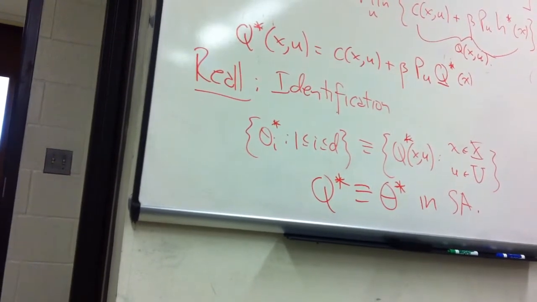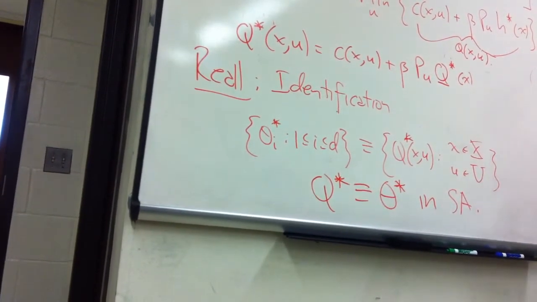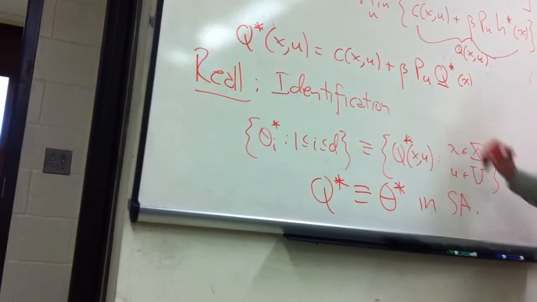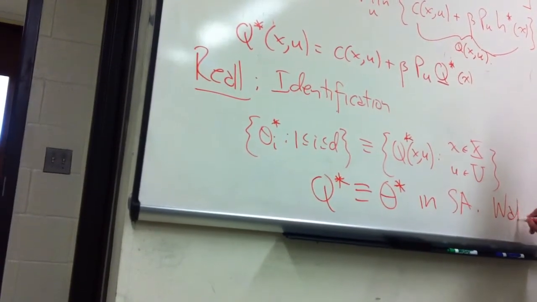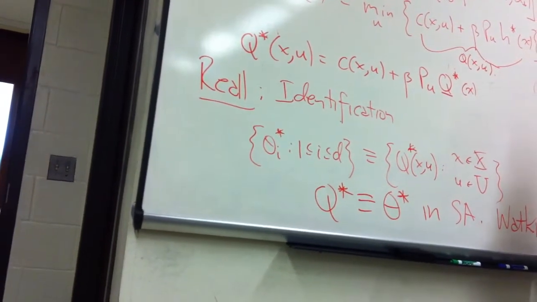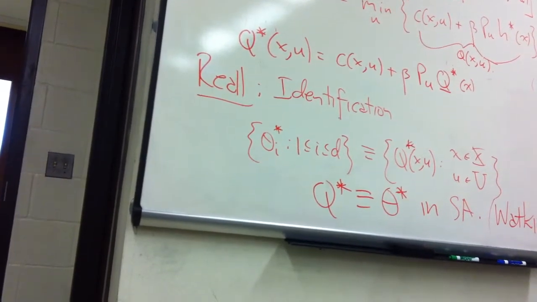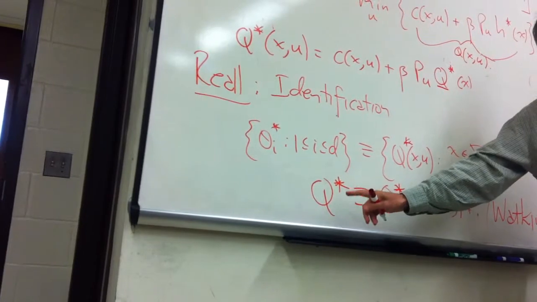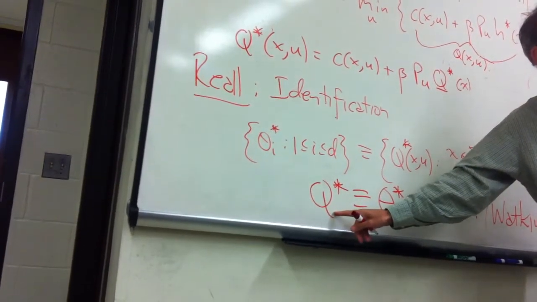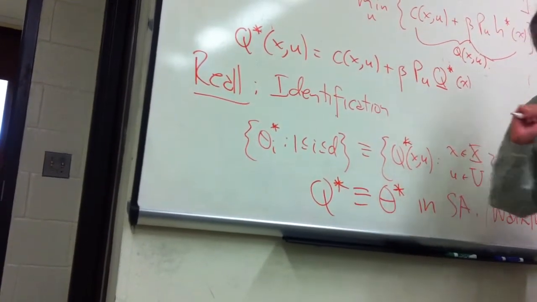Okay, so Watkins algorithm, this is Watkins. And it's what you find in Wikipedia and in any book. In Watkins algorithm, we're not trying to approximate this Q function, we're trying to compute it exactly.